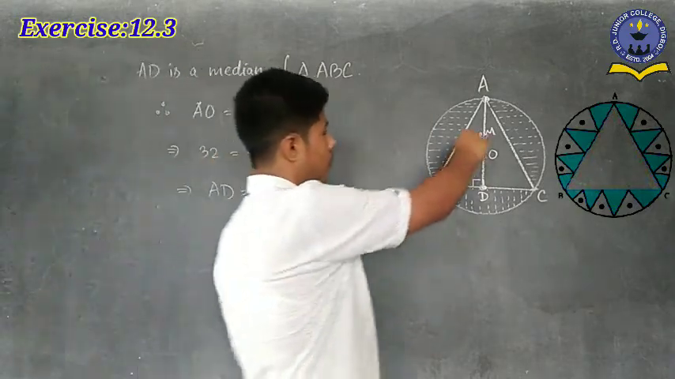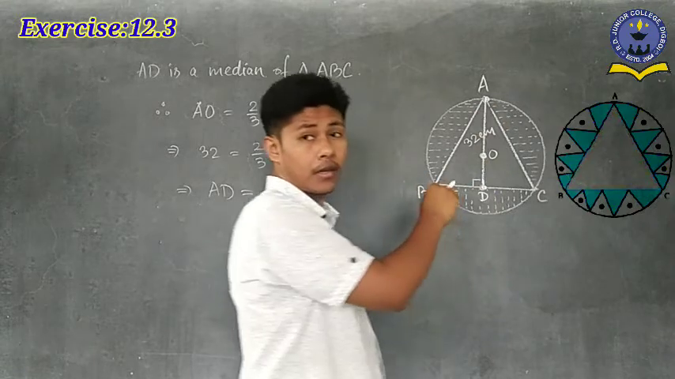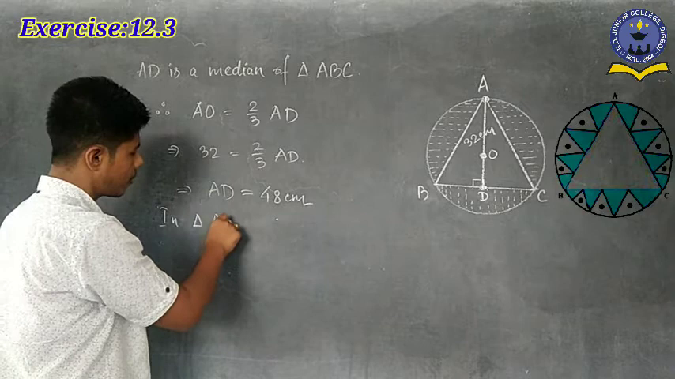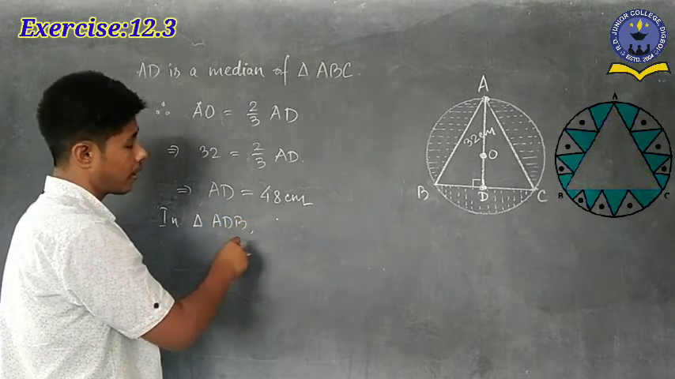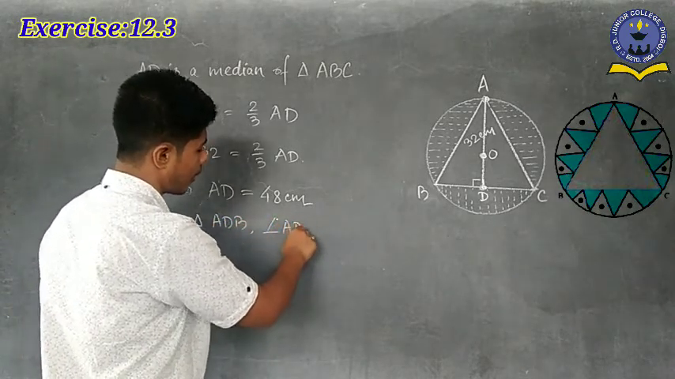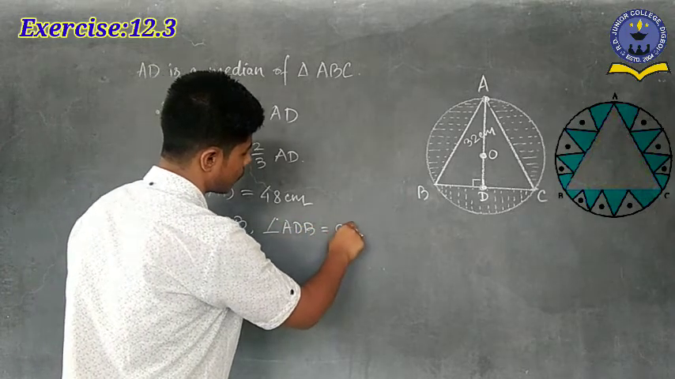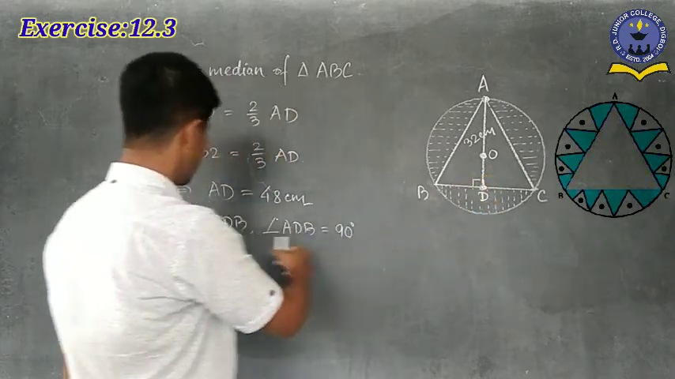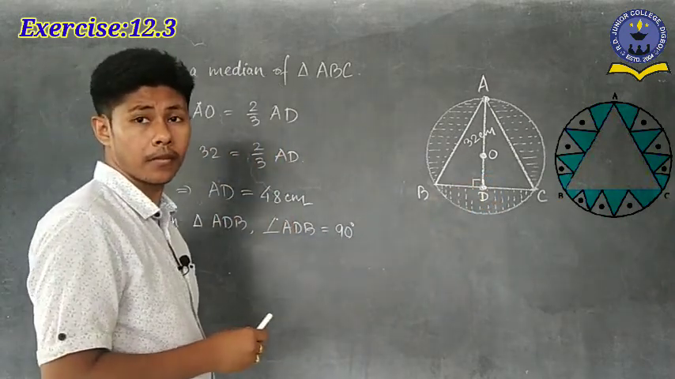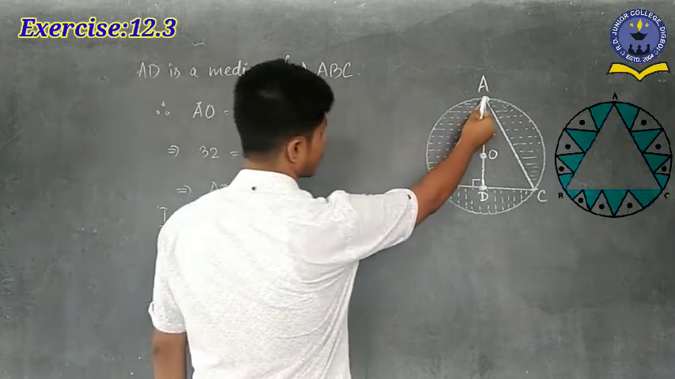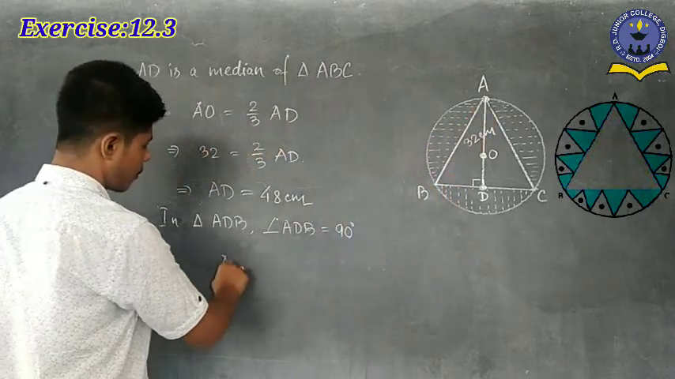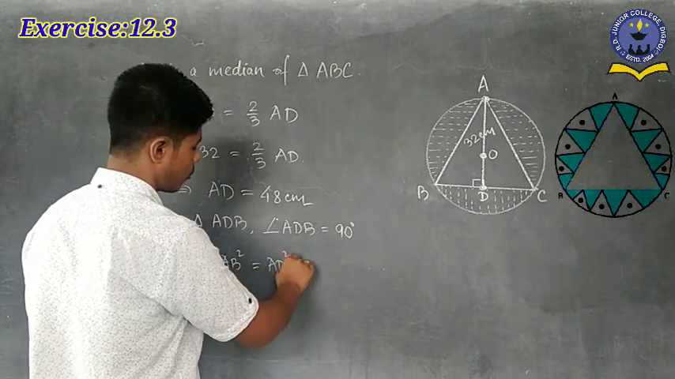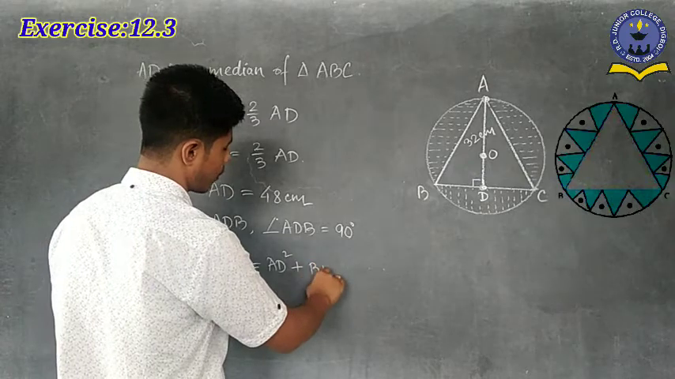And next, in triangle ADB, if we consider this triangle, angle ADB equals 90 degree, isn't it? Because it is a median. So easily we can apply the Pythagoras theorem here, isn't it? If we apply the Pythagoras theorem here, then AB square equals, we have to write, AD square plus BD square.